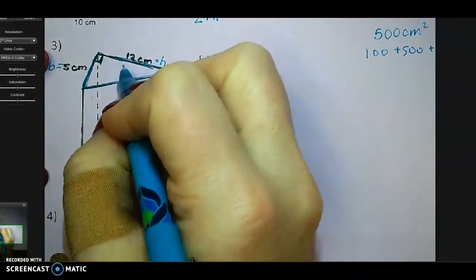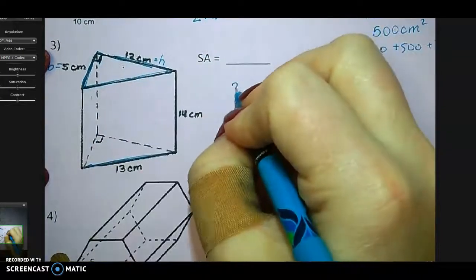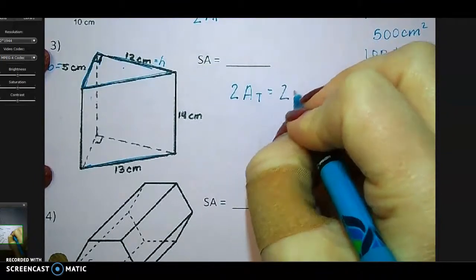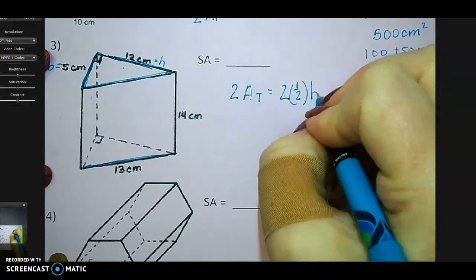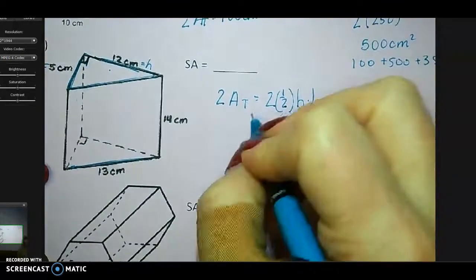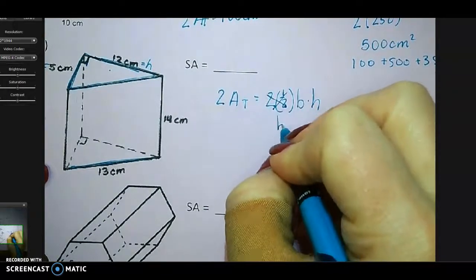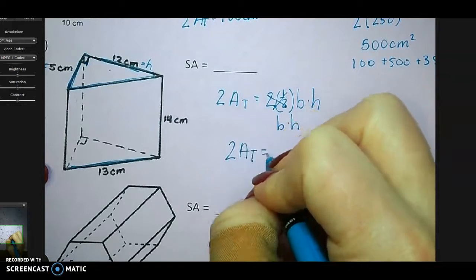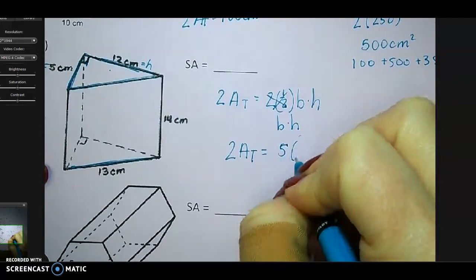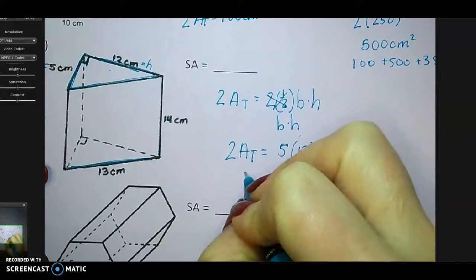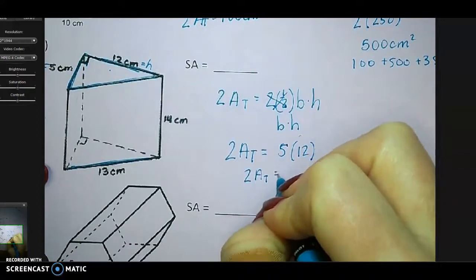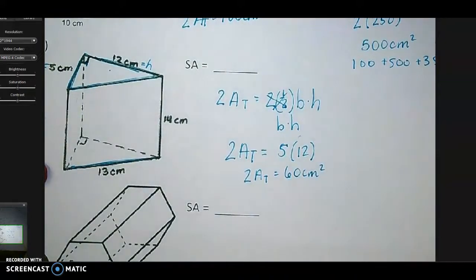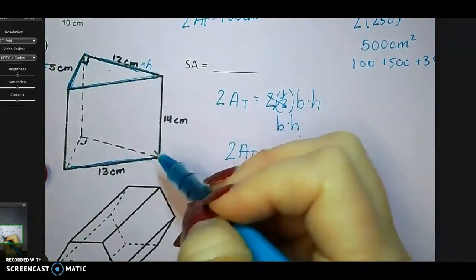So we're going to have two triangles again. So we have two triangles that we're finding the area of. So that's 2 times 1/2 times base times height. Remember, this cancels out, so it's just going to be base times height. So the area of both of our triangles together is going to be 5 times 12. So the area of our two triangles is 60 centimeters squared.